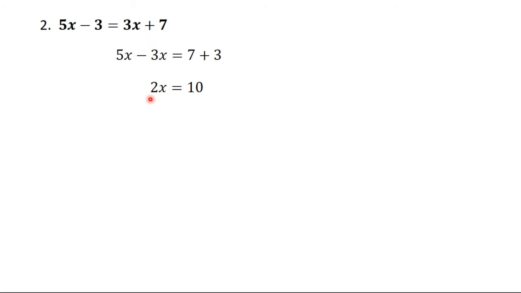So this looks like the first type that we saw. We say when you get here, what do you do? You divide both sides by the number attached to x. The number attached to x is 2, so we divide here by 2, we divide here by 2, and x is going to give us 5. Let's move on to the next example.